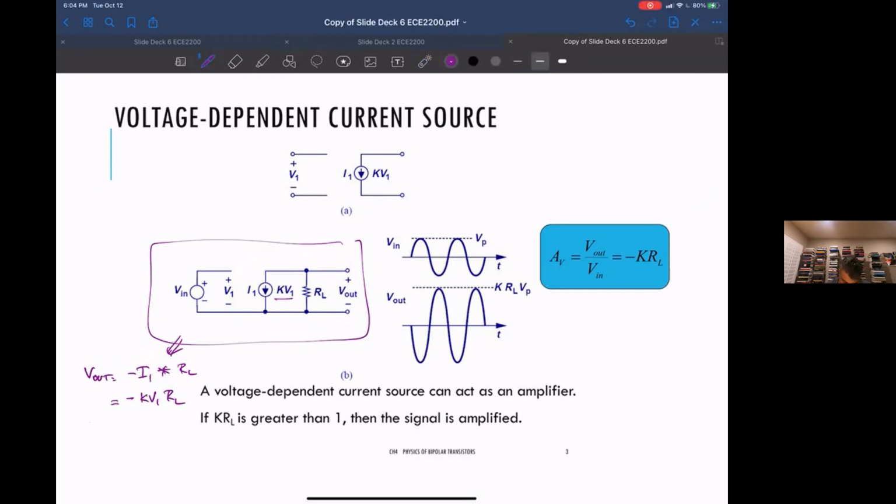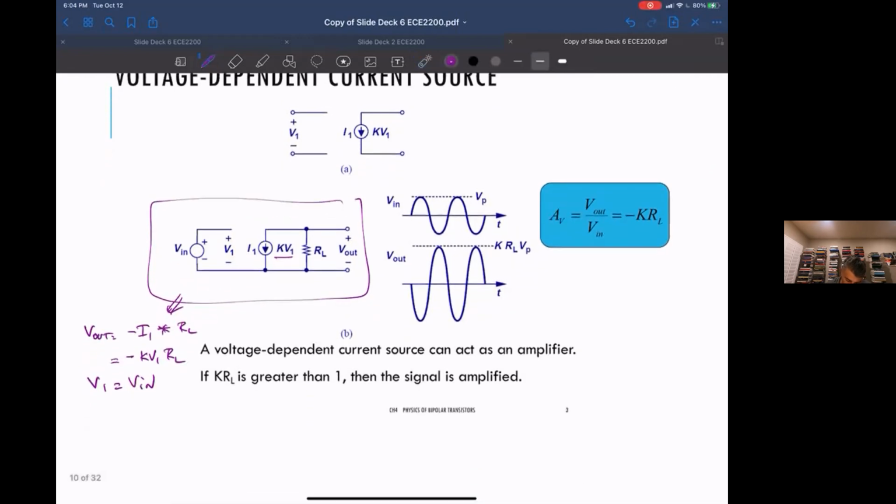Okay, and then V sub 1 is the same as V in, because I put a voltage source V in across V sub 1. So I get V out is minus K R sub L V in. And so now if I put V in on this side, the ratio V out to V in is minus K R sub L.